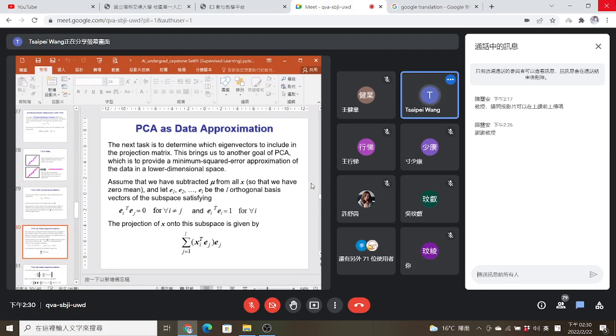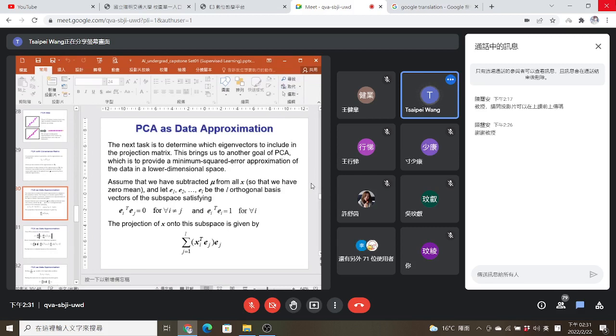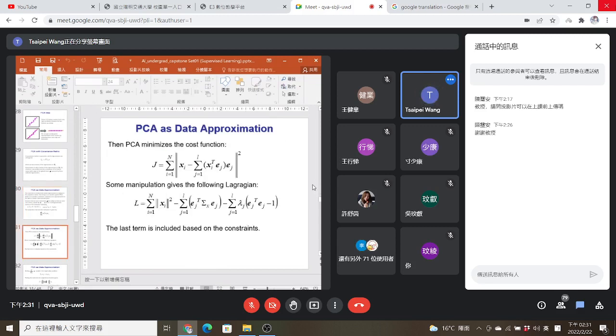So it starts with the definition of a data approximation. Okay, the projection, because we have decided that A should consist of the eigenvectors. So the projections are all on the eigenvectors. So the projection will be like this. Okay, those are the eigenvectors. And we want to minimize the difference from the original value. That's a projection. That's original.